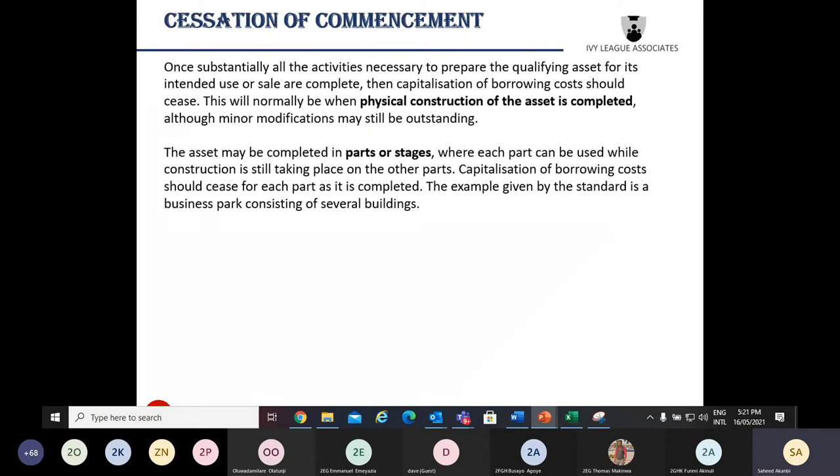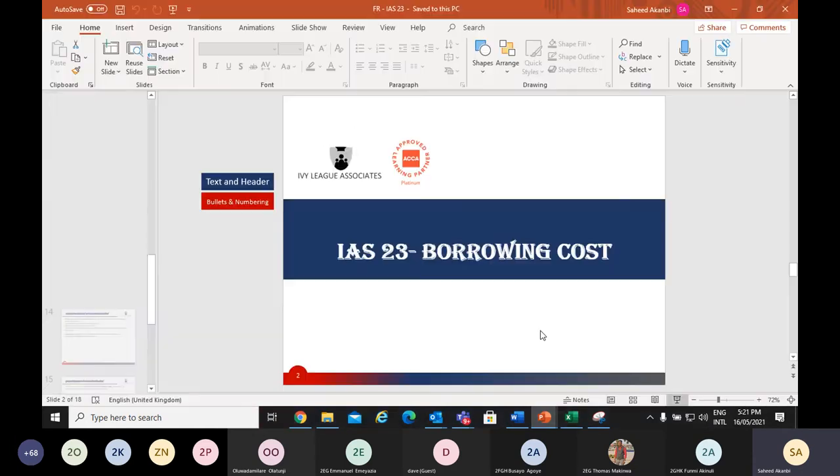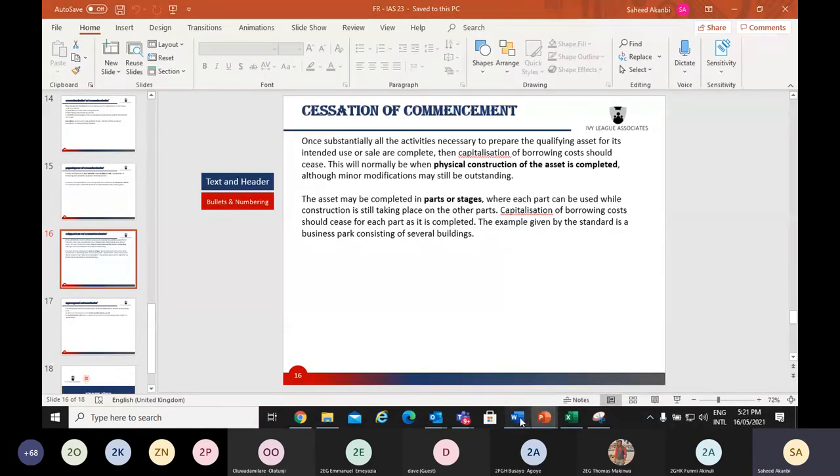And at what point will I cease capitalization? I will cease capitalization when substantially all construction of the asset has been completed. Any question?